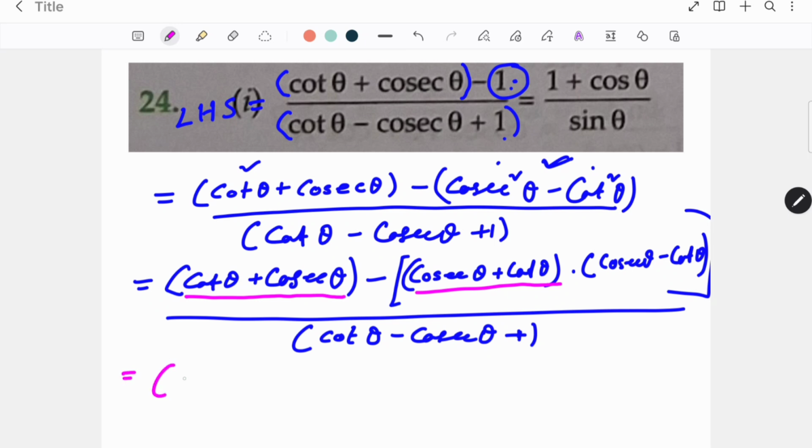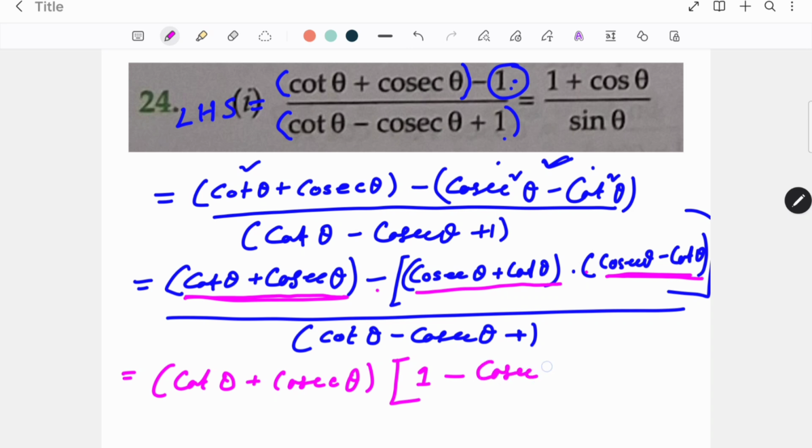So if we take this cot theta plus cosec theta out as a common, the remaining thing here in place of this one is left, this minus, then this quantity. If this quantity is left, with the minus outside, it will become minus cosec theta. This minus and this minus will make it plus, so it will become plus cot theta. The down one will keep as it is.